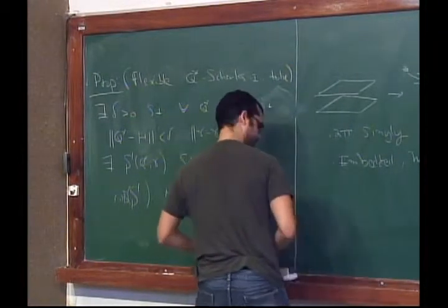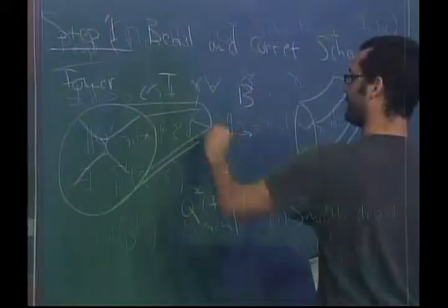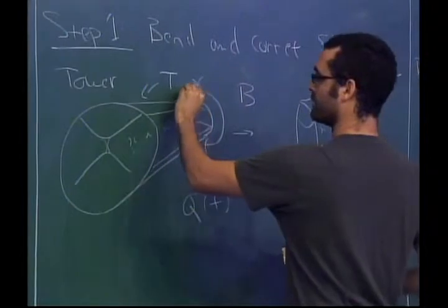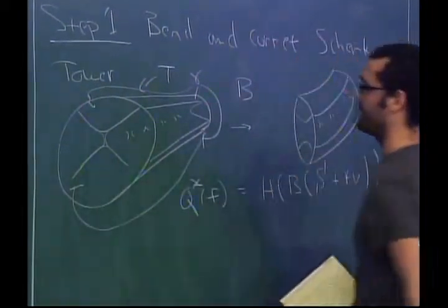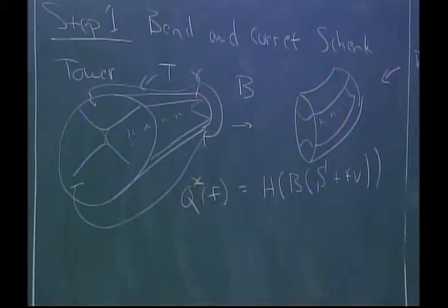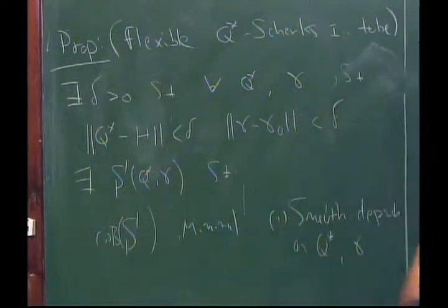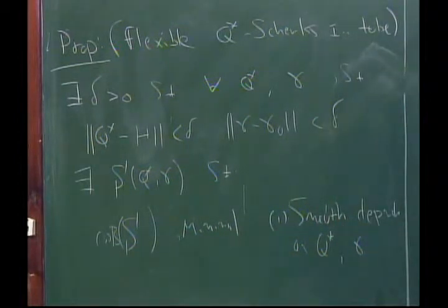Actually, before I finish this punchline, let me say what these things are, because I really need to say what γ is. So γ is just these boundary curves right here. What we're setting up is that we can wiggle the boundary a little bit and preserve minimality. So this is not much of a statement so far. It's essentially just some basic, I don't even really call it perturbation theory. It's a small perturbation of the integral problem, depending smoothly on Q star and γ.